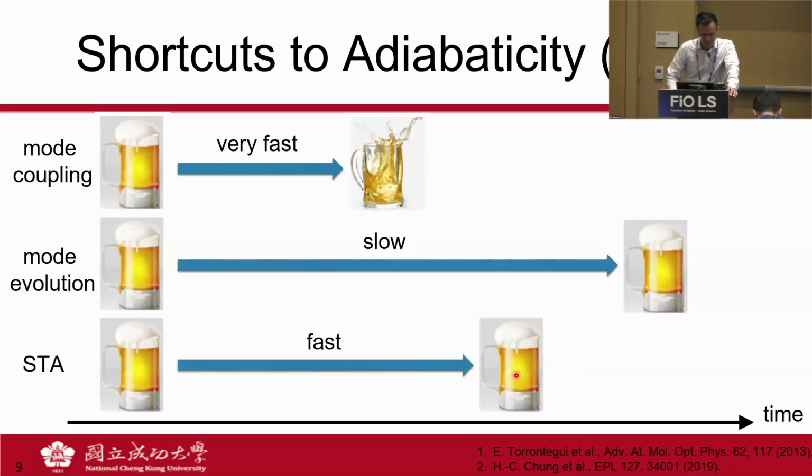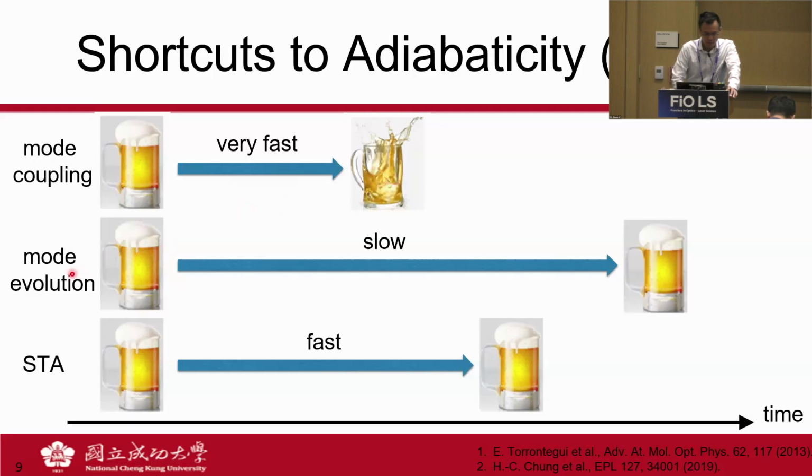So this is my favorite slide in this talk because you have beers. Before we go into the details of adiabaticity engineering, we briefly go back to the so-called shortcut to adiabaticity protocols. We can consider we are transporting a glass of beer. If we do it very fast, this is similar to the so-called mode coupling. You get your beer quickly, and it's cold, but you might end up with only half a glass of beer, which is very depressing.